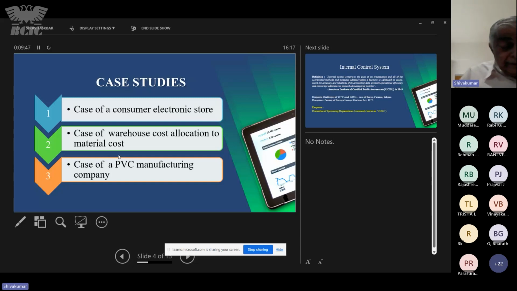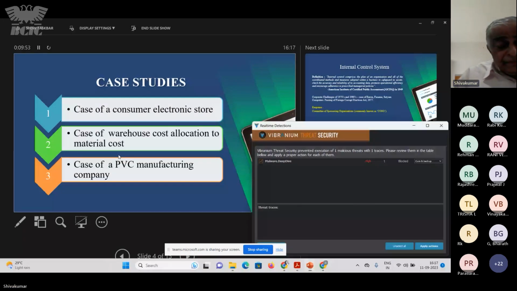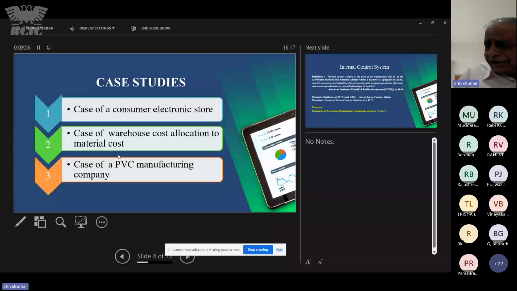The third case I'm talking about is a very large company which is manufacturing polyvinyl chloride. The main raw materials for this company are ethyl alcohol and sodium chloride. Sodium chloride is salt from the seawater, and ethyl alcohol they were taking from sugarcane waste, and also they were importing.